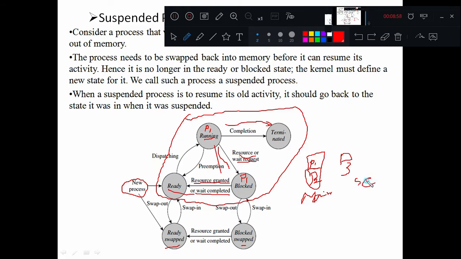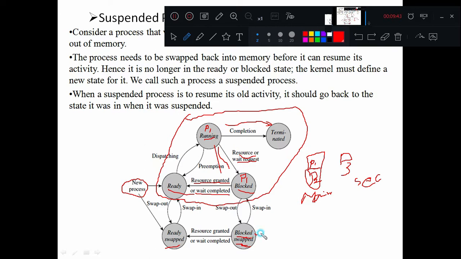P3 is available in the secondary memory, and once P3 comes up for scheduling, the operating system will check the frequency of P1 and P2. If P1 is less frequently executed, then P1 has to be swapped out from the main memory and P3 is brought into the main memory. So this transition takes place from blocked state to blocked swapped. Previously it was remaining in the blocked state, but once the process P1 is swapped out from the main memory, the state of the process P1 becomes blocked swapped.